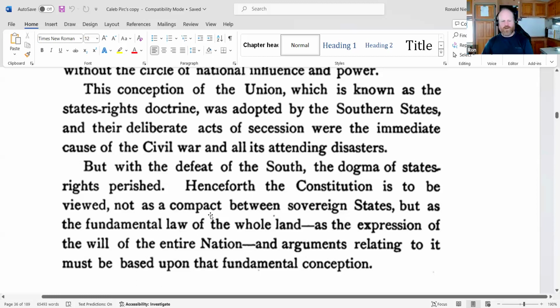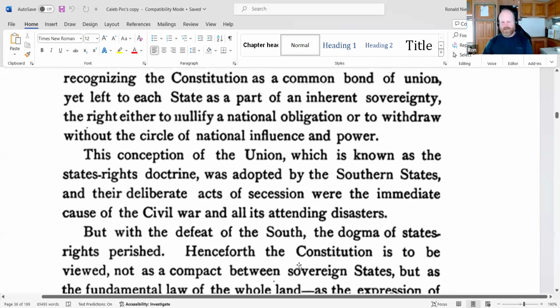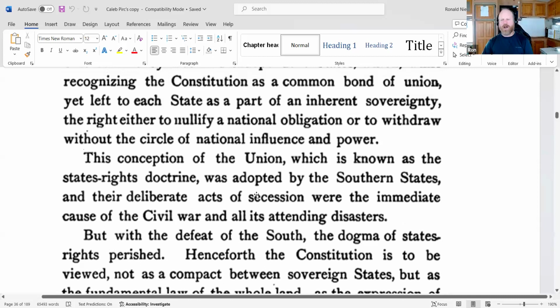Henceforth, the Constitution is to be viewed not as a compact, a confederacy, a league of friendship between the states, but as the fundamental law of the whole land, a military dictatorship, basically, a very light form of a military dictatorship. As the expression of the will of the entire nation, and arguments relating to it must be based upon that fundamental conception. This right here is the law of the land right now.